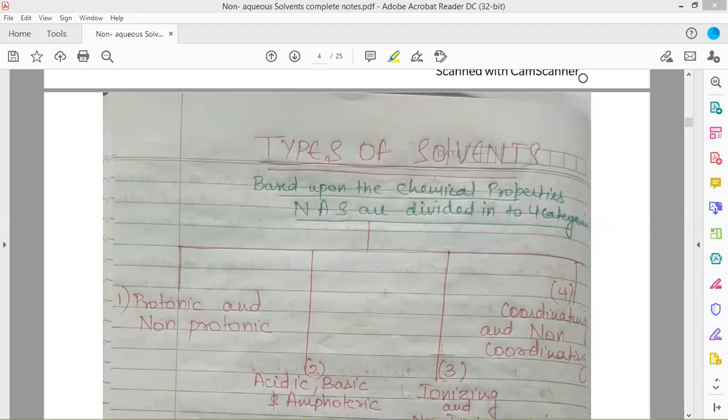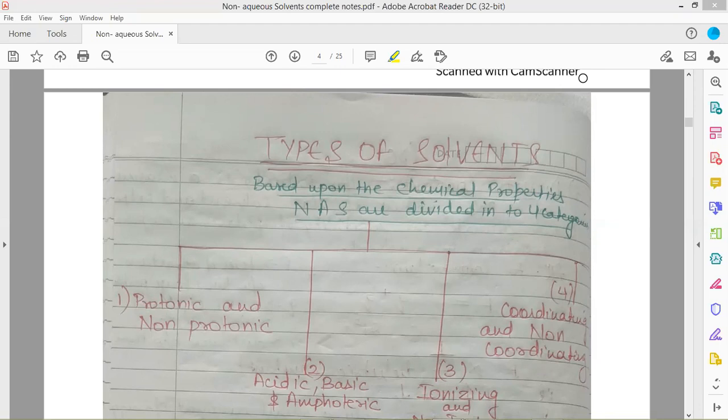So this is the second video on our last unit, that is non-aqueous solvents. In the last video we discussed the physical properties of different non-aqueous solvents, and in this video we'll be discussing the types of non-aqueous solvents, and based upon what categories they can be divided.